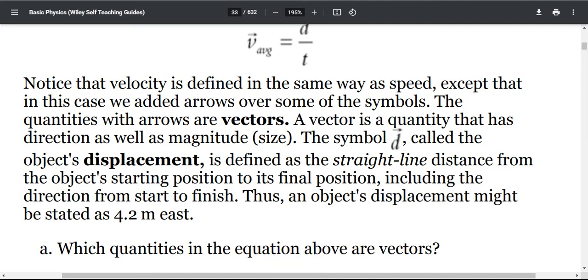Thus, an object's displacement might be stated as 4.2 m east. So, which quantities in the equation above are vectors?